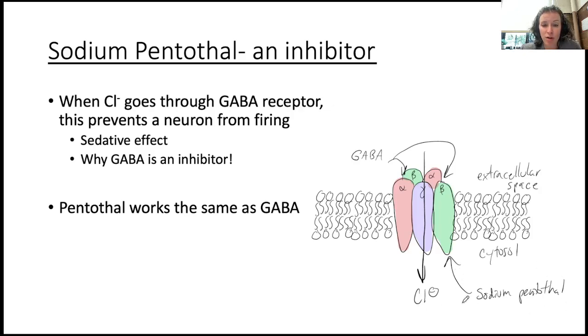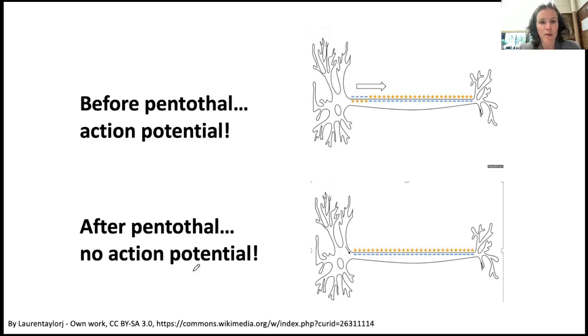Sodium pentothal, on the other hand, works exactly the same as GABA, okay? So GABA comes and binds up top and allows the chloride through. Sodium pentothal, it binds somewhere else. It binds here on the bottom, but when it comes and binds, it also lets chloride through. Why is letting chloride through acting as an inhibitor?